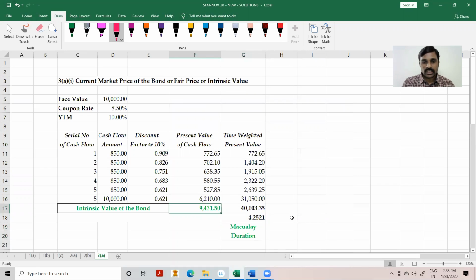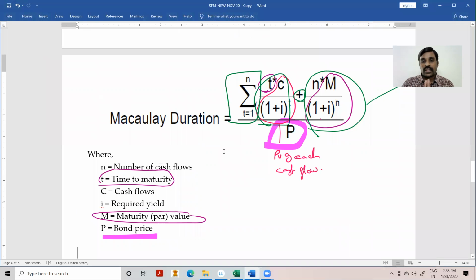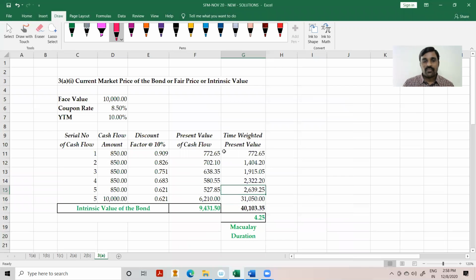This is the Macaulay duration. This is also one of our answers. Let me put it in green color. Okay, this is also one of the answers, 4.2521. Or you can take 4.25. That's it, nothing more than that. So this formula appears to be clumsy, but simply what I am doing is that every present value of cash flow, I am multiplying with the time. Thereafter, I'm summing up the entire present values and dividing by this market price. It will be 4.25. This will be the Macaulay duration.